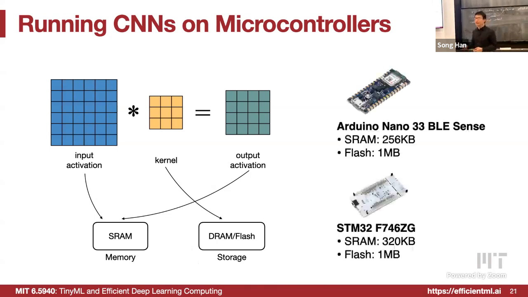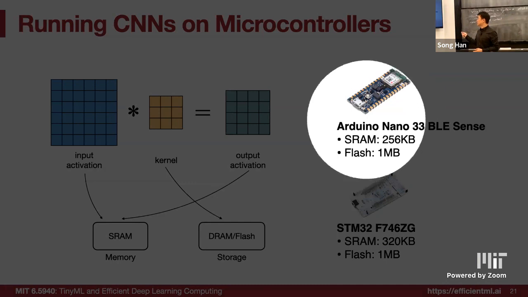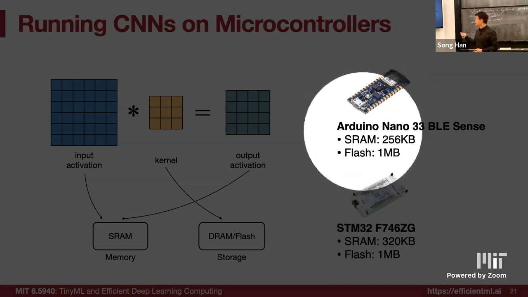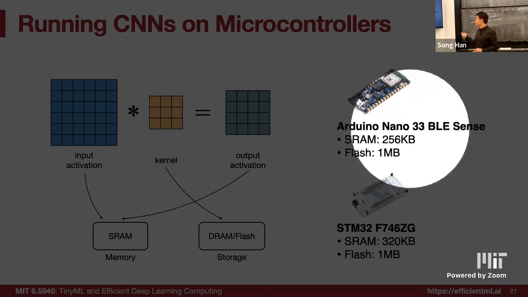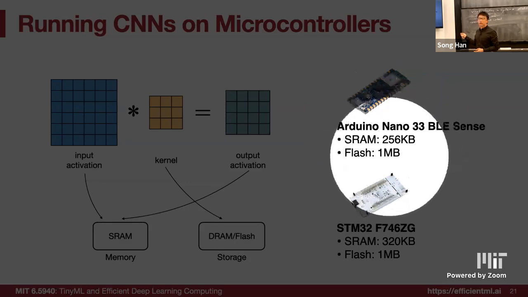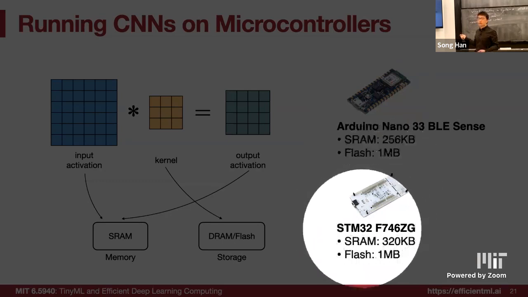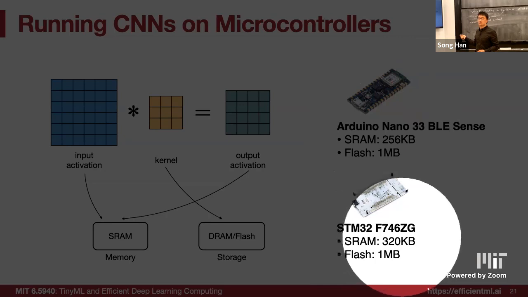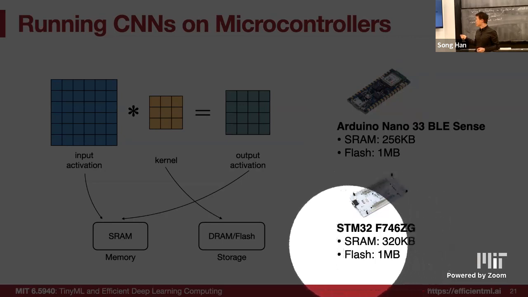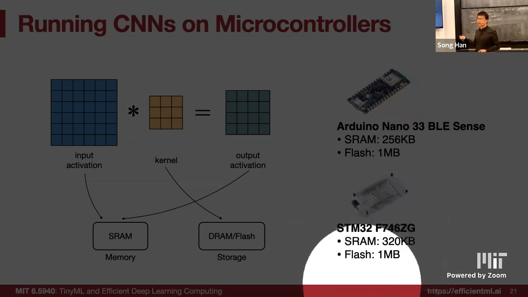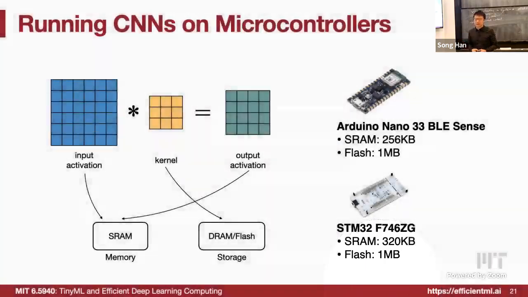So these are some popular mobile microcontroller devices like the Arduino Nano. This device has 256 kilobytes of SRAM and 1 megabyte of flash. The STM32 F746, which we use, has 320 kilobytes of SRAM and 1 megabyte of flash. So very small resources.